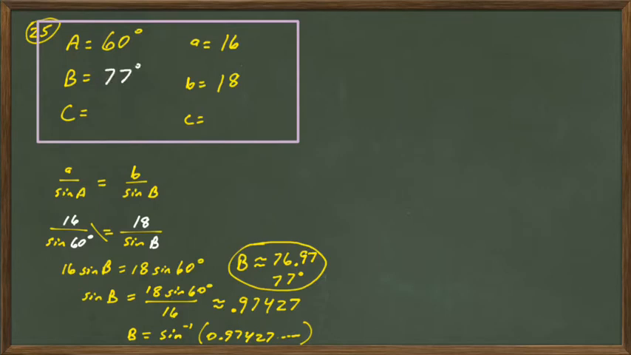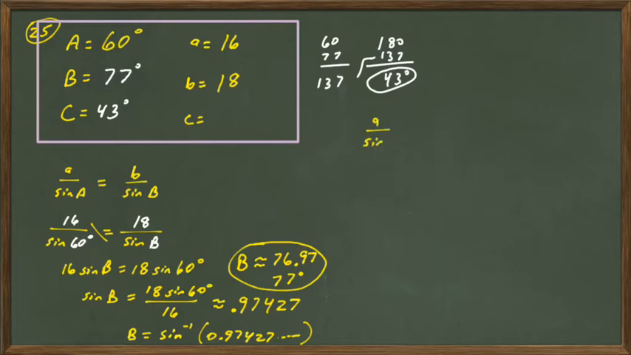So that's 77 degrees. Okay, now that I know B is 77 and A is 60, what's 60 plus 77? 137. If you subtract 137 from 180, you get 43, I believe. So I think C is 43 degrees. So now again, I'm going to do A over sine A, but this time I'm going to use C over sine C. Again, we'll fill these in.